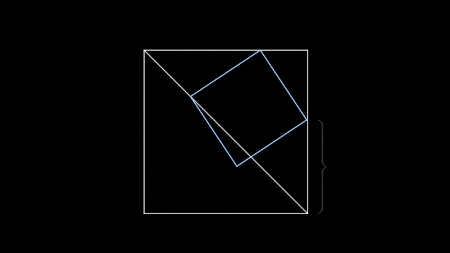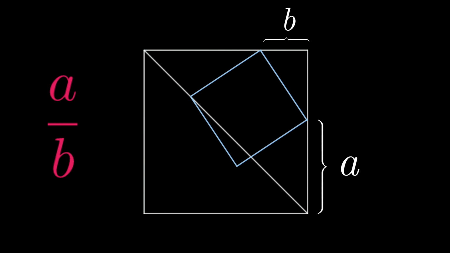Now if the length of this particular line segment has been taken as A and the length of this particular line segment has been taken as B, the question over here is to find the value of A upon B. So this is Anmol, and now let us see the solution.